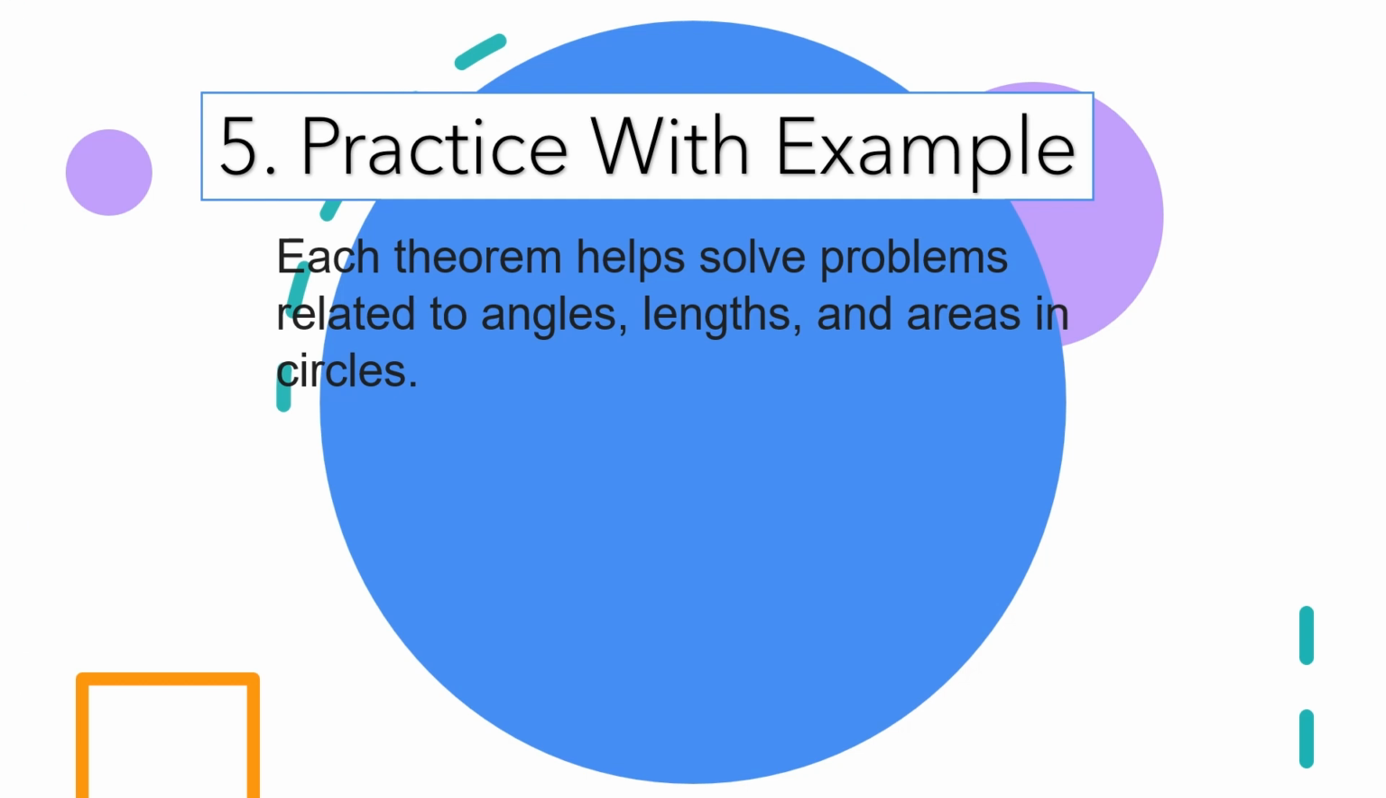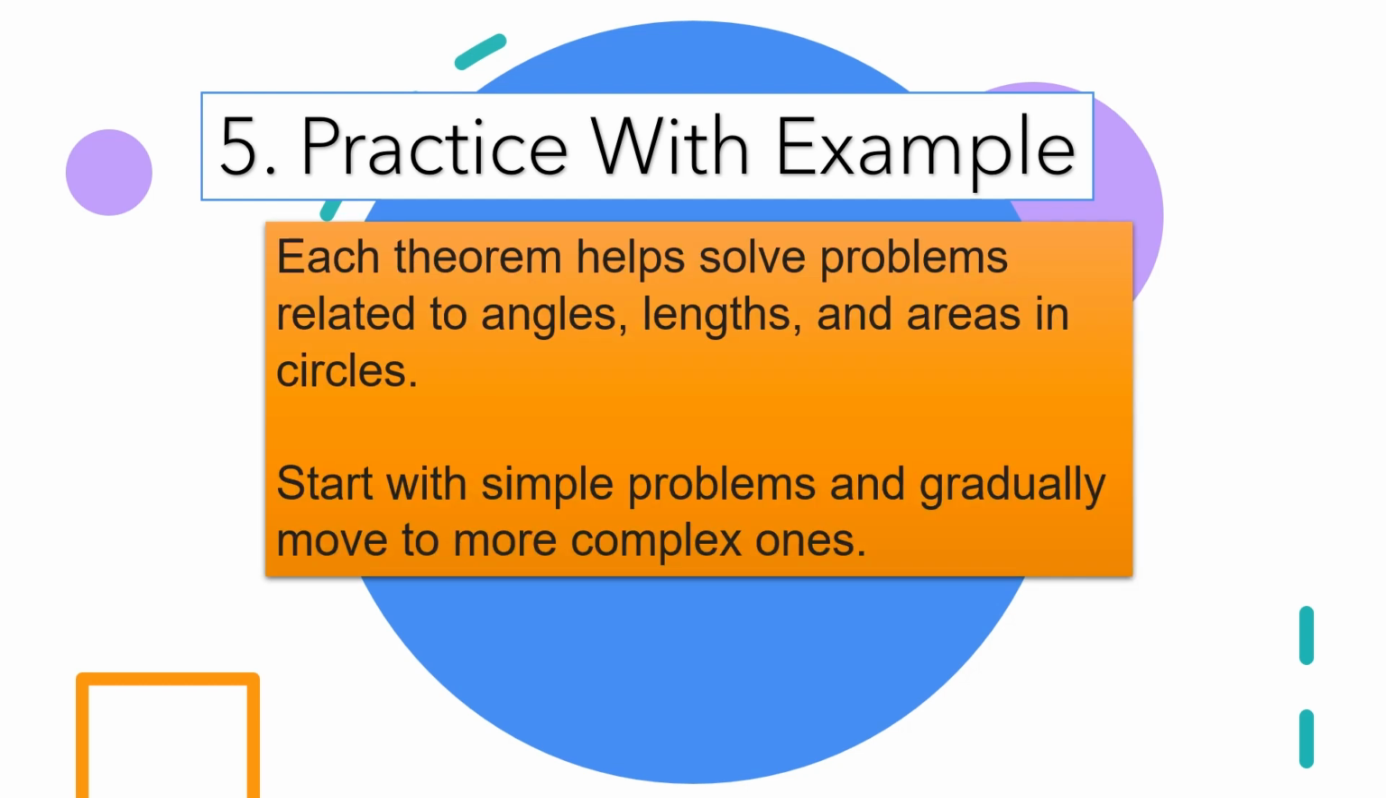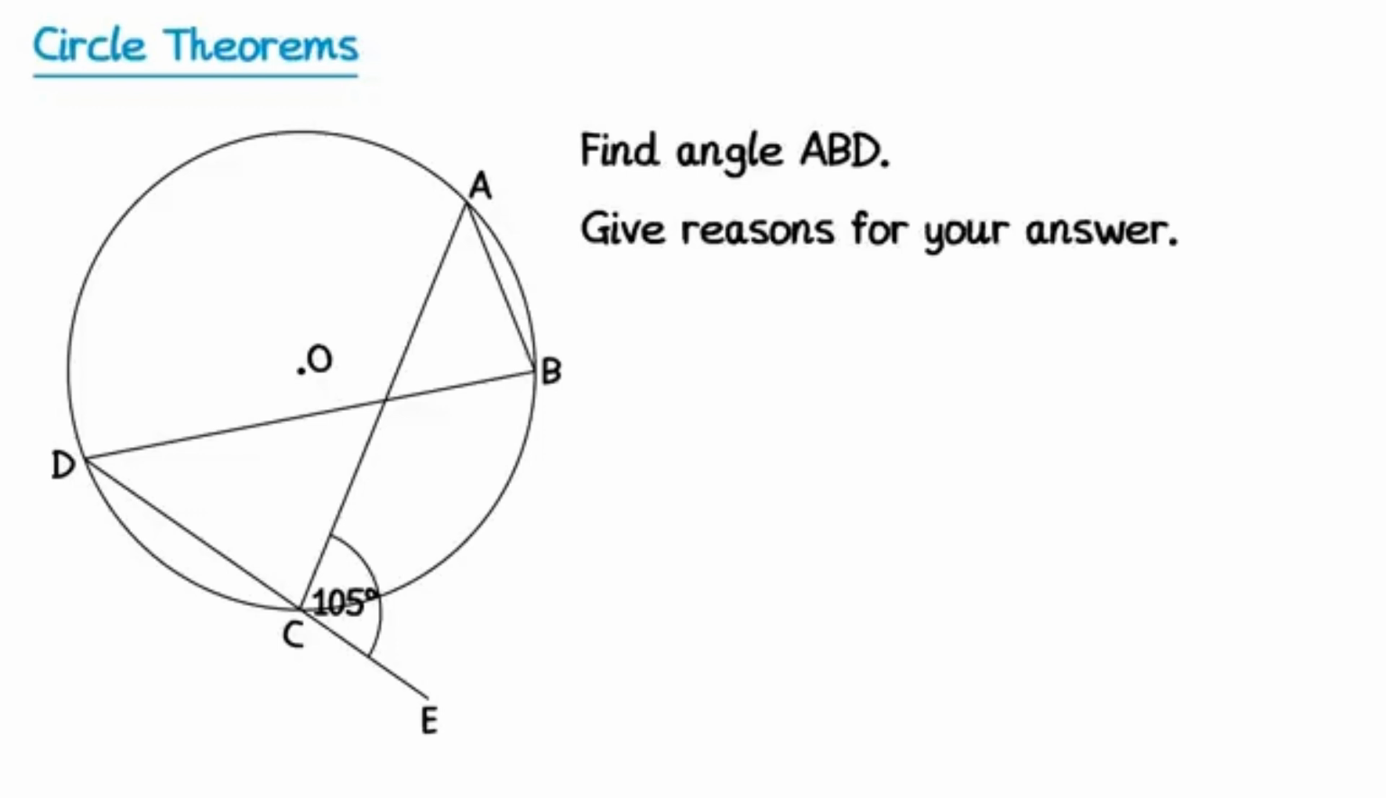Number 5. Practice with examples. Each theorem helps to solve problems related to angle and length. We start with simple problems and gradually move to more complex ones. We've been asked to find the angle ABD, but we've also been asked to give reasons for our answers. So every time we find an angle, we need to explain what we did. This will often involve just writing down the theorem that we've used.